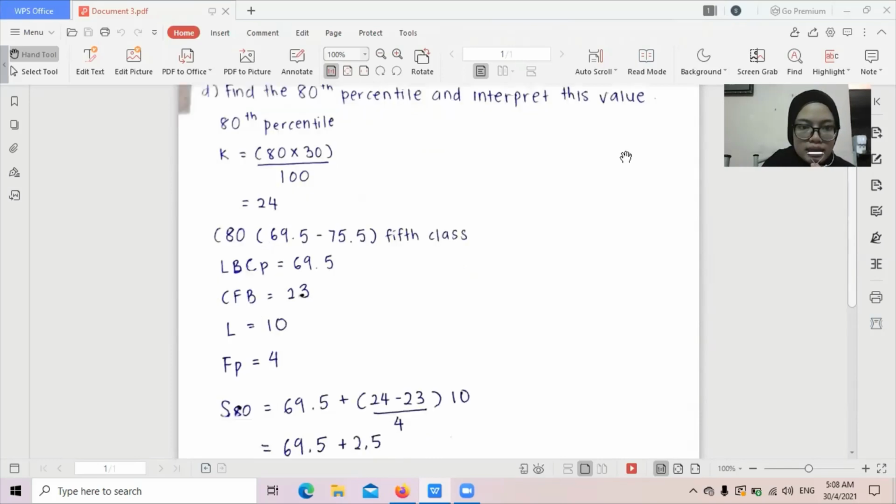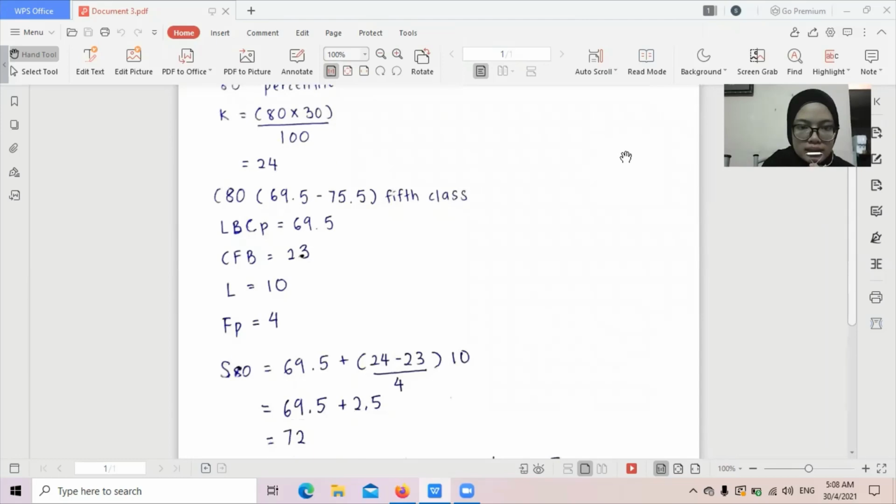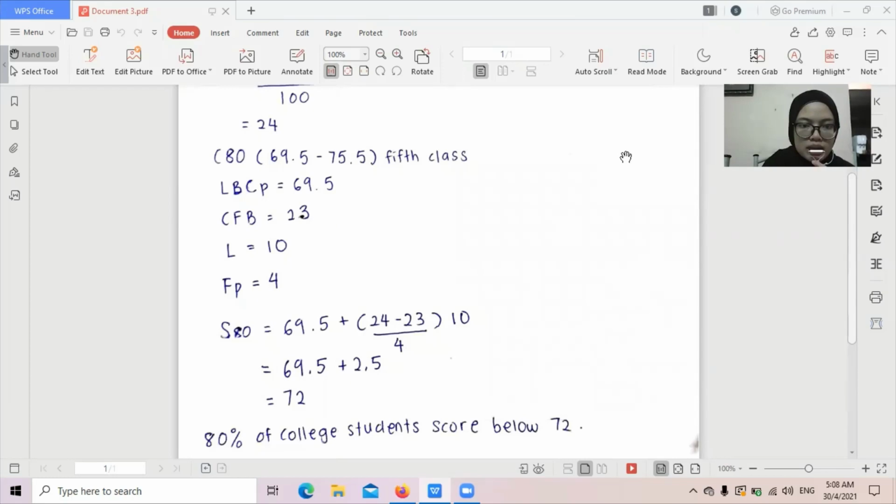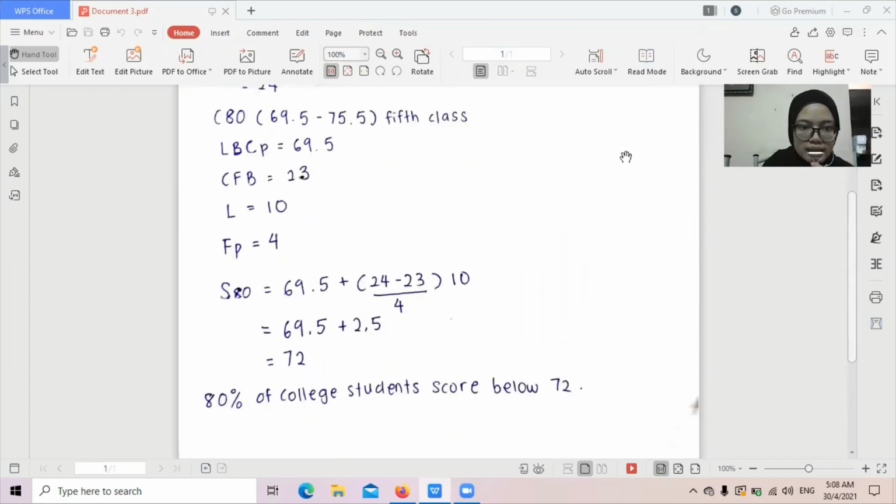For C80, 69.5 to 75.5 is the fifth class. The lower class boundary is 69.5. Cumulative frequency is 23, the class width is 10, and the frequency is 4. So it's 69.5 plus bracket 24 minus 23, divided by 4 bracket, and multiply by 10.